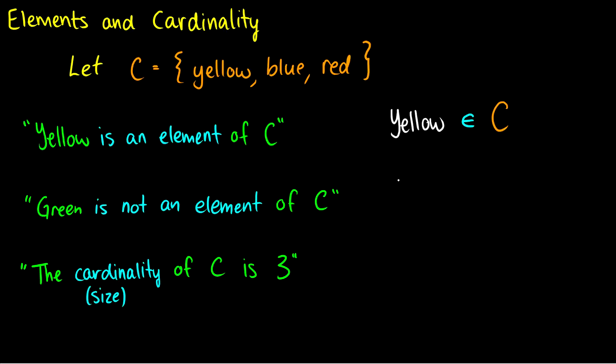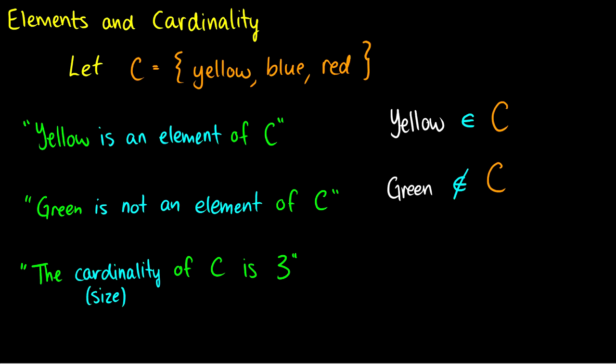What about saying green is not in the set C? So I want to say green is not in here. In fact, we don't see it in the set C. So what do we do to say green is not in C? Well, we use the set membership symbol, and we just put a line through it to mean green is not in our set C.